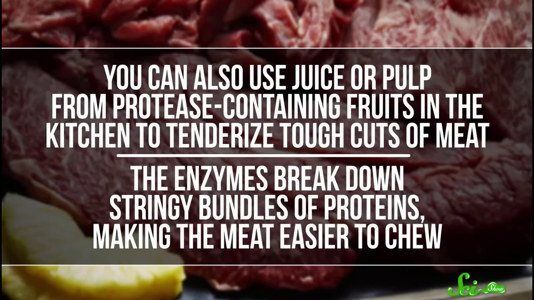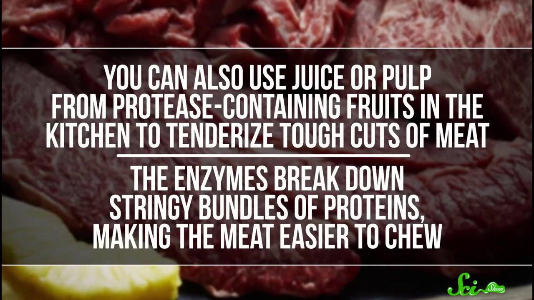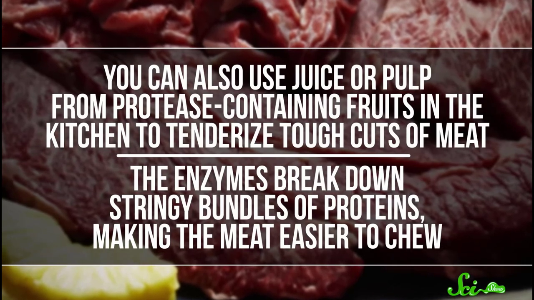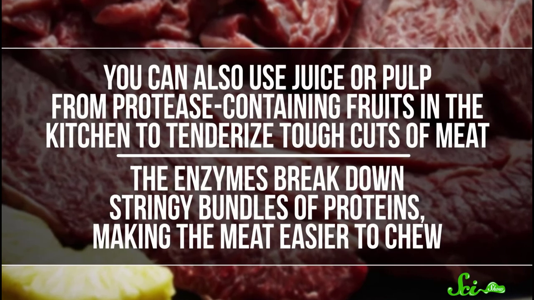But maybe more importantly to you, you can also use juice or pulp from protease-containing fruits in the kitchen to tenderize tough cuts of meat. The enzymes break down stringy bundles of proteins, making the meat easier to chew. So go ahead and save that fresh pineapple for your steak, and stick to the canned stuff when it comes to gelatin. Everyone will thank you.